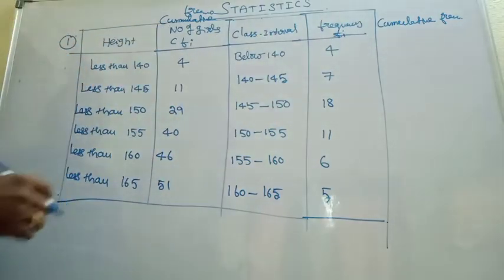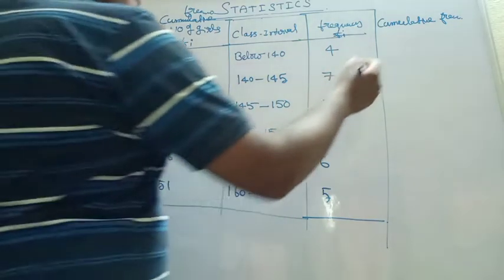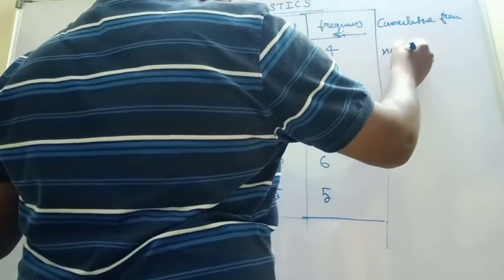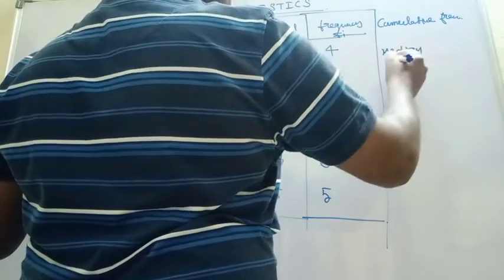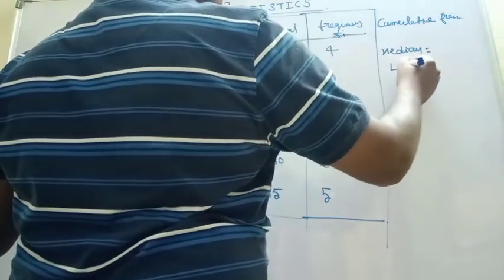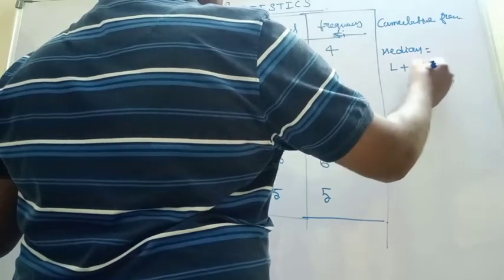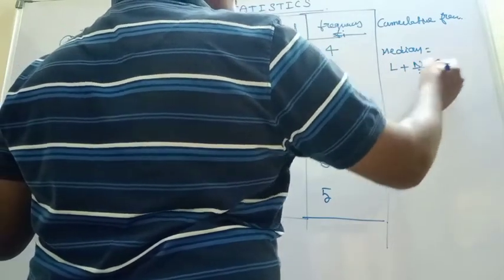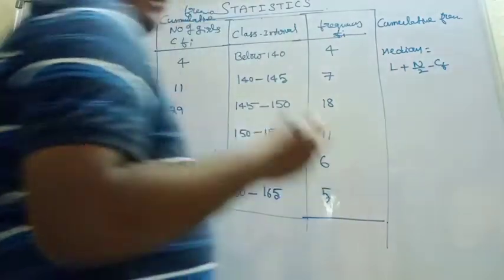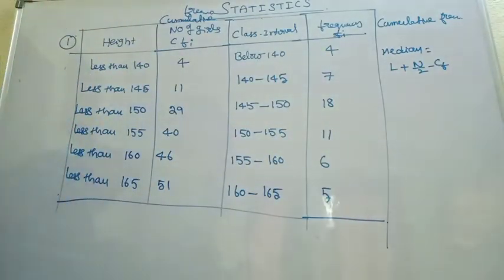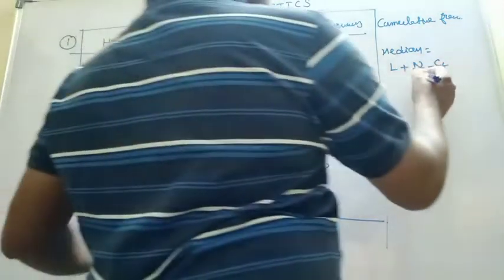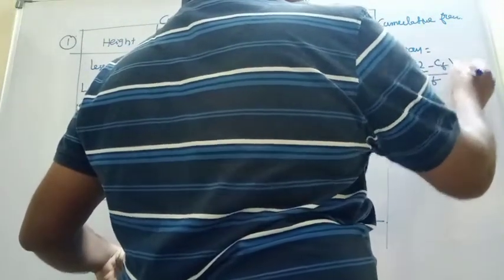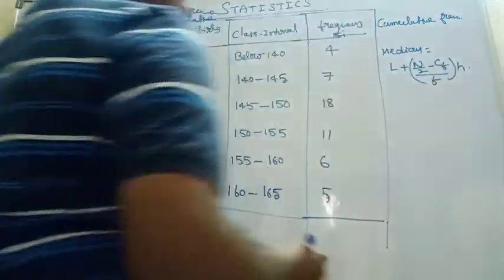And we know the formula for finding the median, my dear students. The median is equal to L plus (n by 2 minus CF) by f, into h. This is the median formula.